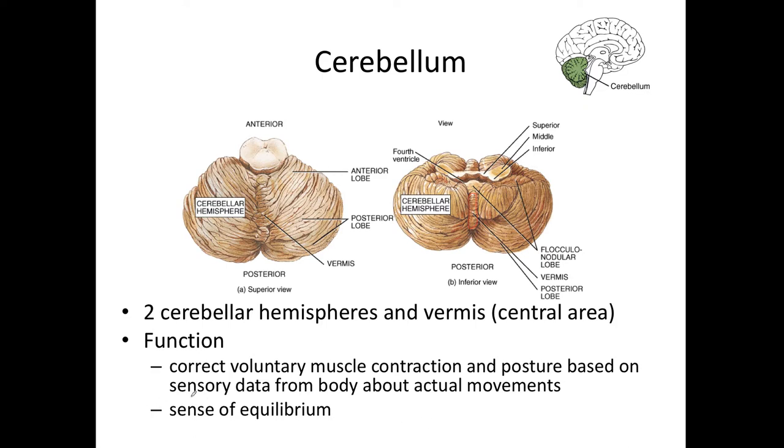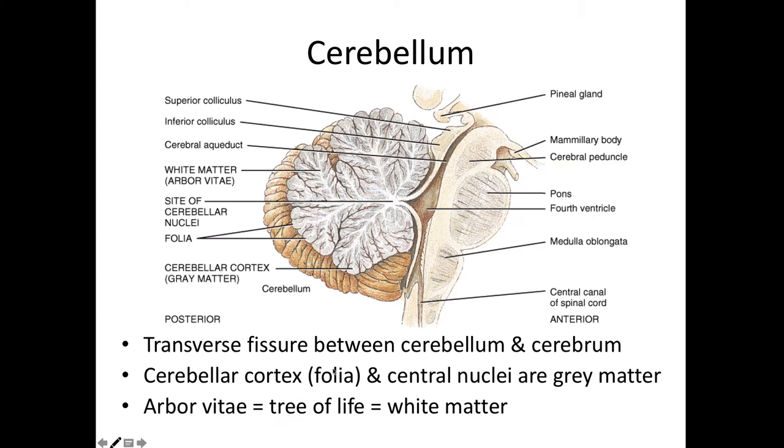It also participates with your vestibular system to give you a sense of equilibrium, so you can hold a stable body position in a variety of conditions, either standing still or even while standing on something that's moving, like, for example, the deck of a boat. So the transverse fissure is the fissure between the cerebellum and the cerebrum, and that's the fissure that is normally occupied in a living person by the tentorium cerebelli.